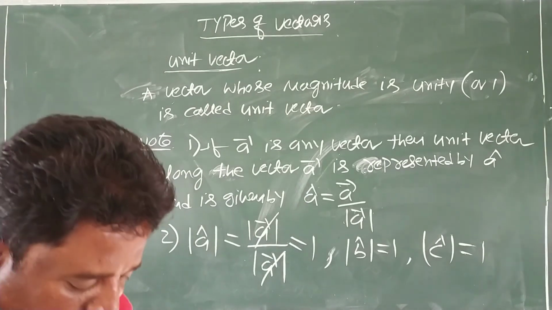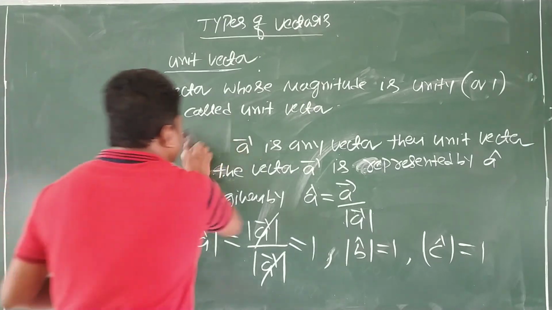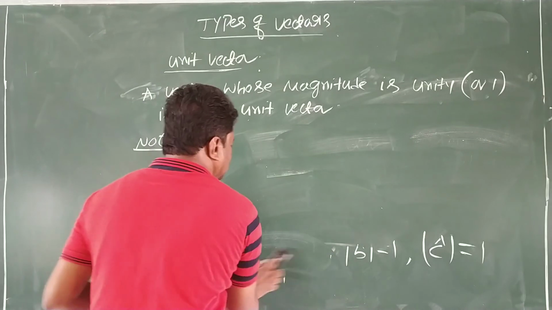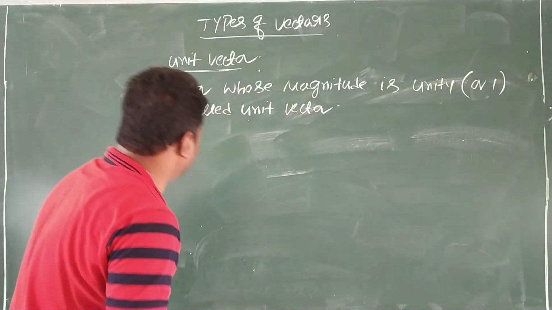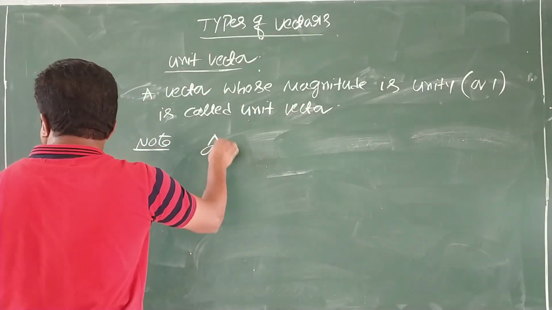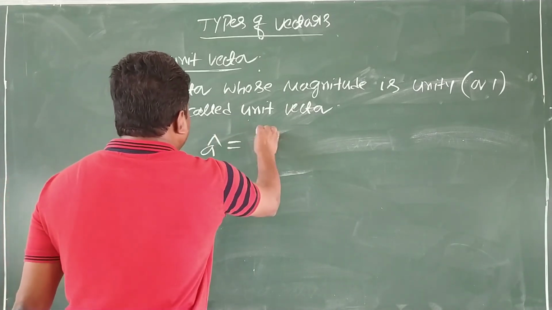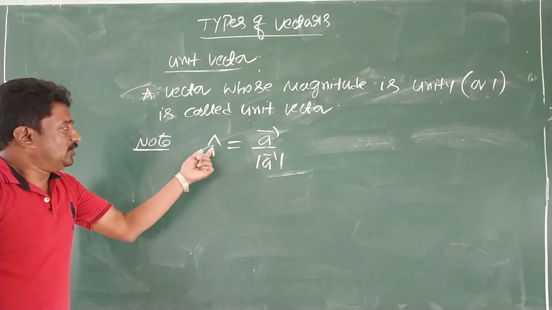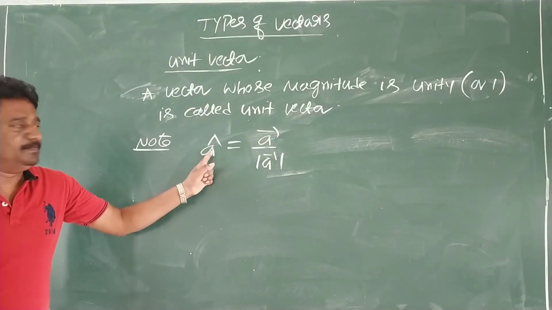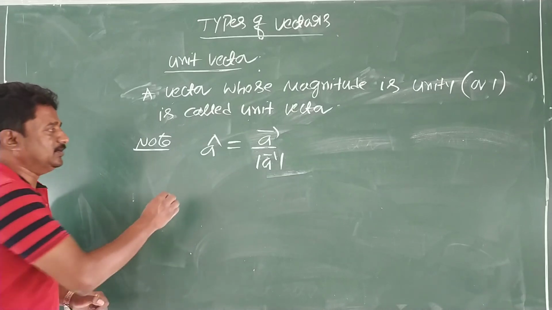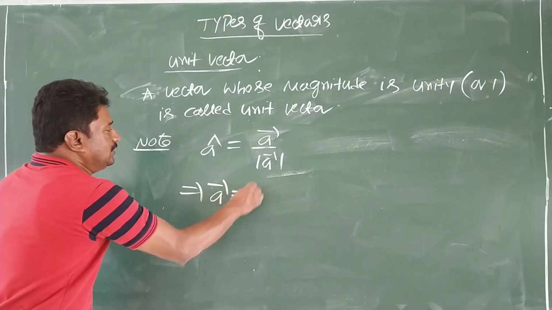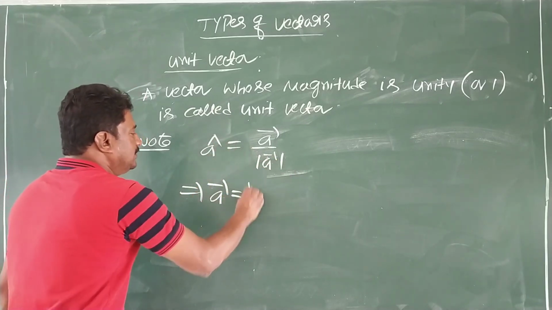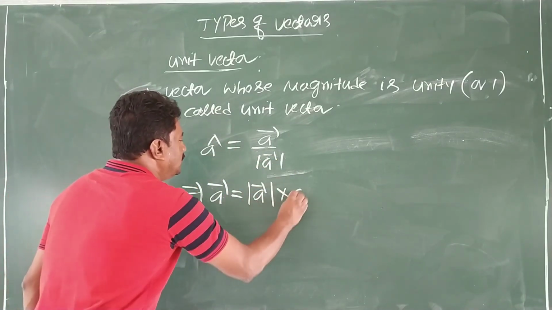So write note number 3. Look at this, students. Vector A cap: A cap is equal to vector by its magnitude. Unit vector means vector by its magnitude. That implies, cross multiplying this side, the length of the vector A into A cap.